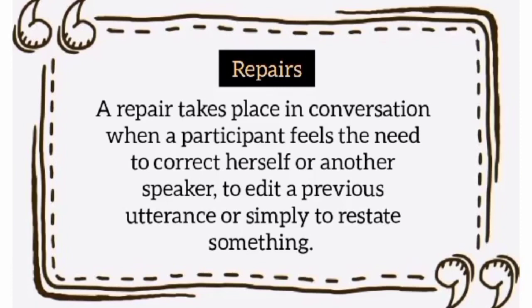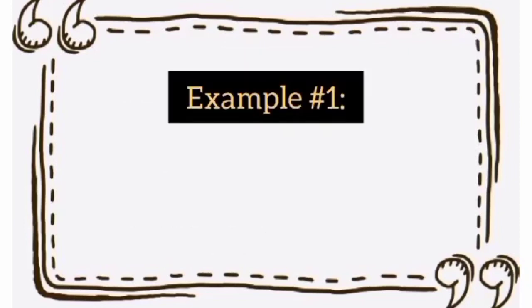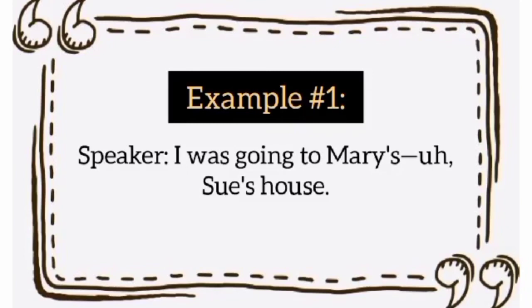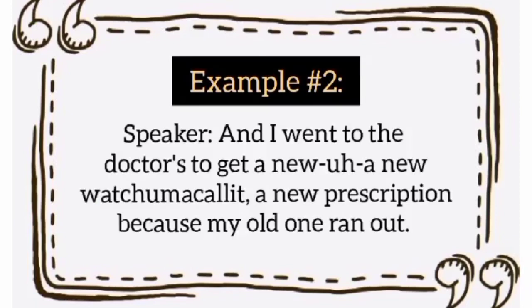A repair takes place in conversation when a participant feels the need to correct herself or another speaker, to edit a previous utterance, or simply to restate something. Example number 1. Speaker: I was going to Mary's, Sue's house. Example number 2. Speaker: and I went to the doctor's to get a new prescription because my old one ran out.